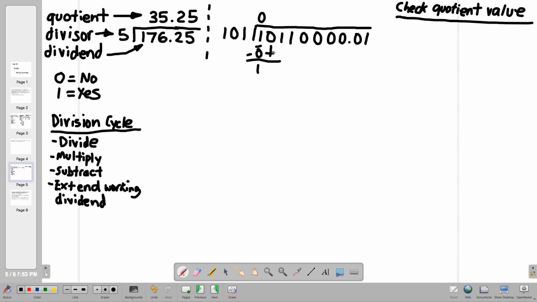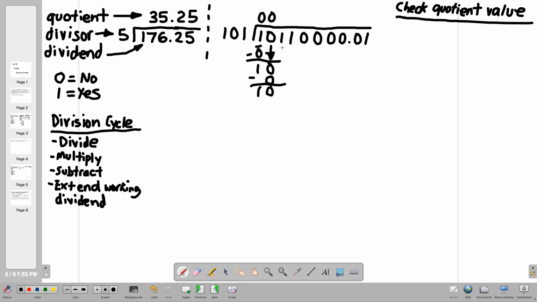So we bring that down. So we have a value 10. This is a value 2 in binary. So we ask the question for the next cycle. Does 5 go into the value 2? The answer is no. So the value at the top here would be 0. And the next step is multiply. So 0 times 5 is 0. Then you subtract. And so we still have the value 2.